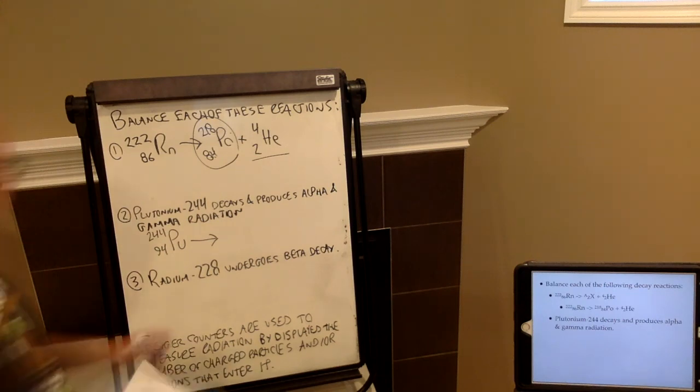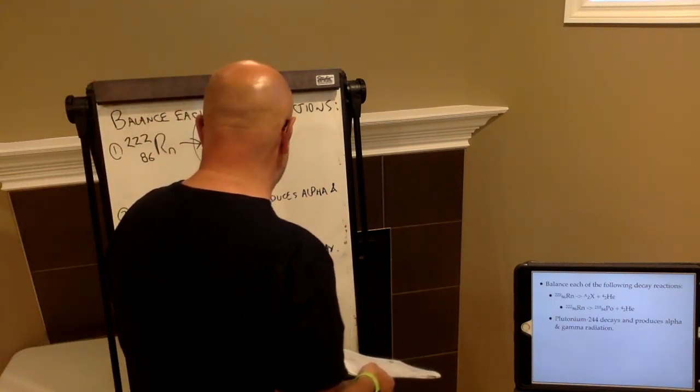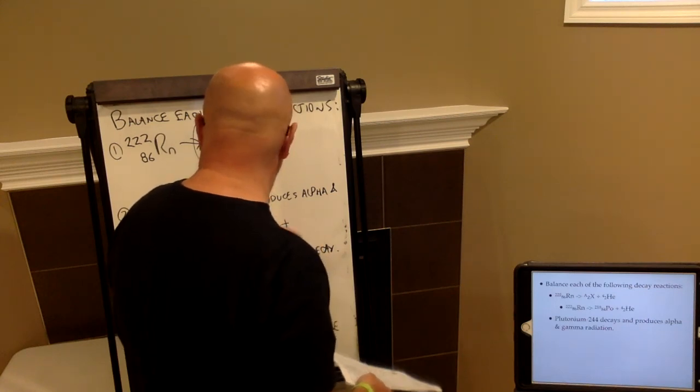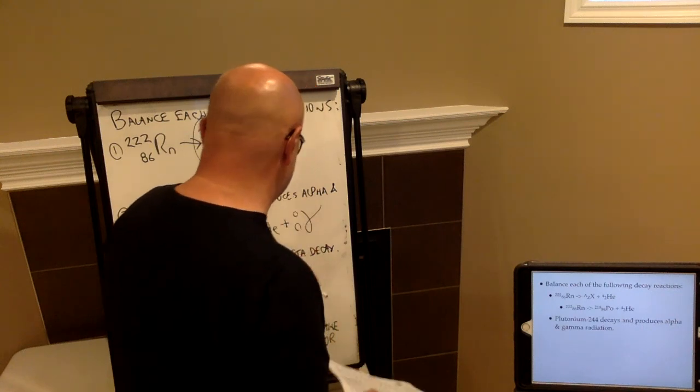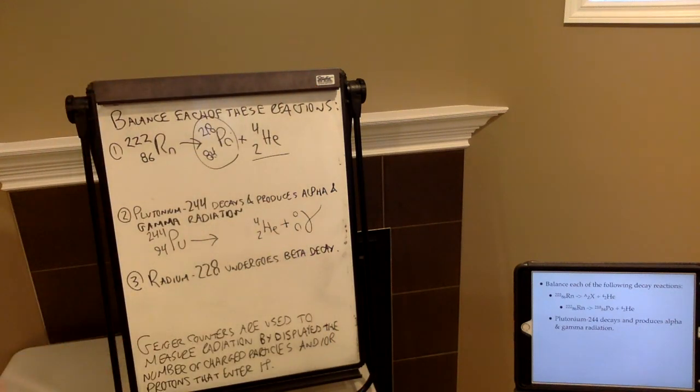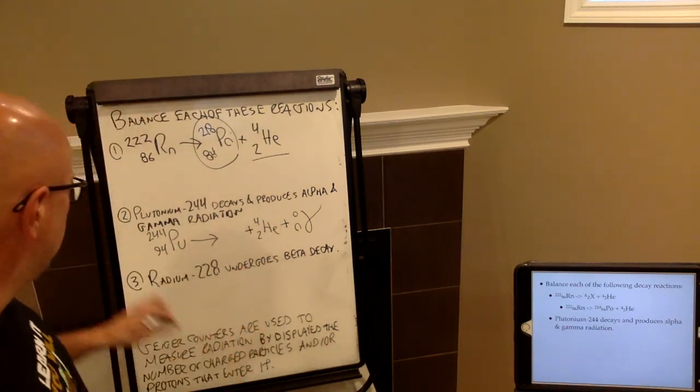I've got alpha particles being produced, so I've got a 2,4 helium, and I've got a gamma particle, which is going to be that really kind of weird symbol that looks like that. Now I've got the mystery isotope that I have to fill in the blank for.